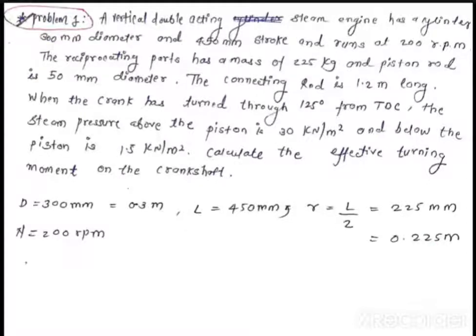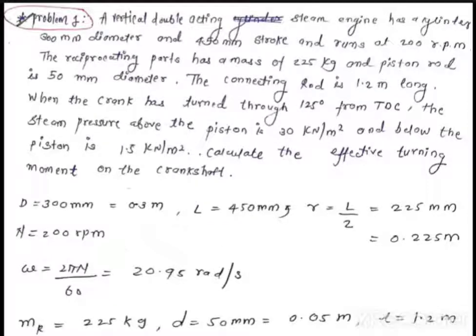The engine runs at 200 rpm. So first of all, find omega. Omega is equal to 20.95 radian per second, right? Next, MR. The reciprocating parts have a mass of 225 kg. How are we denoting the reciprocating mass? We denote it by MR. So you can see MR is equal to 225 kg.